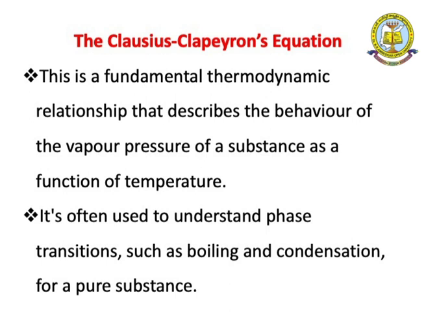Next, the other one is the Clausius-Clapeyron equation. Okay. What is the Clausius-Clapeyron equation? It is a fundamental thermodynamic relation which describes the behavior of the vapor pressure of a substance as a function of temperature. It is often used to understand phase transitions, such as boiling and condensation, for a pure substance.